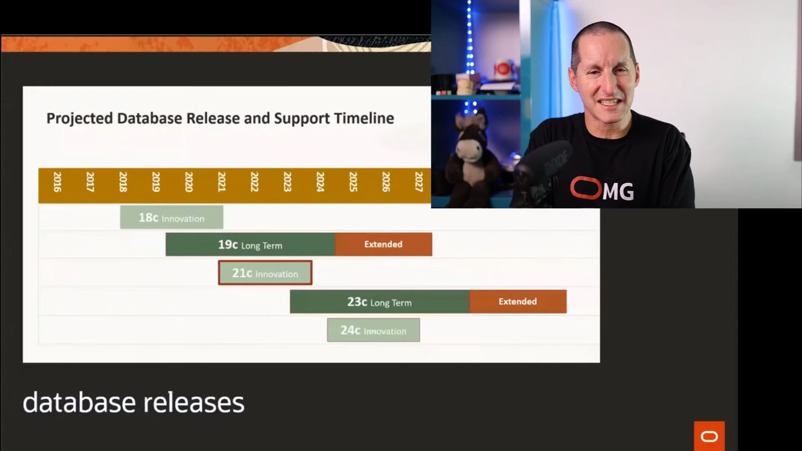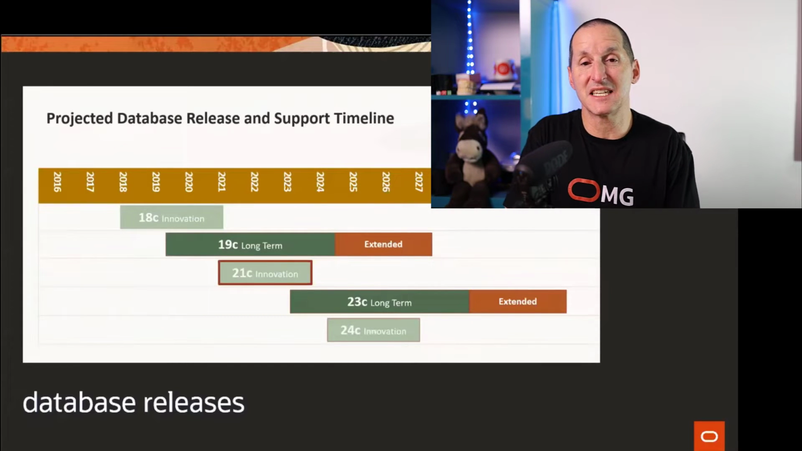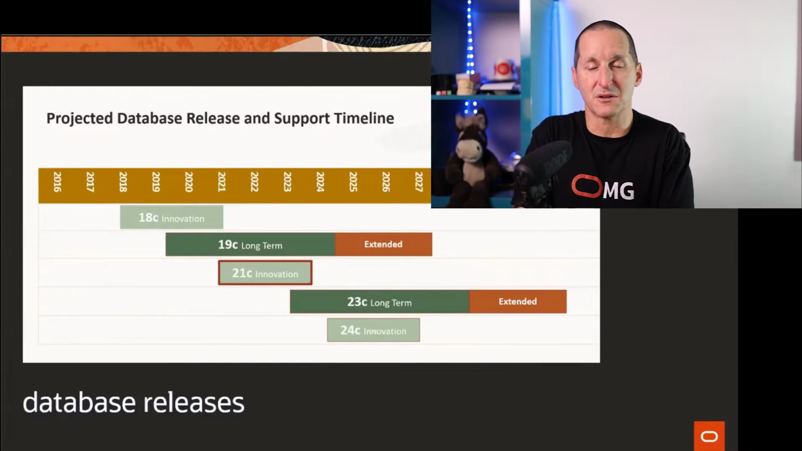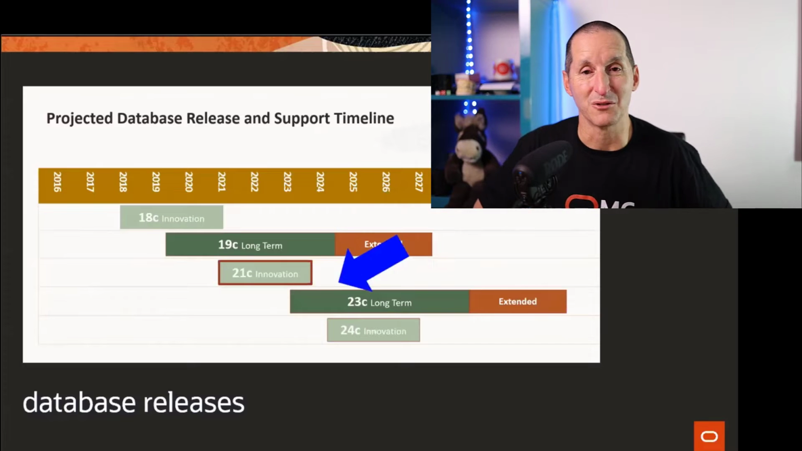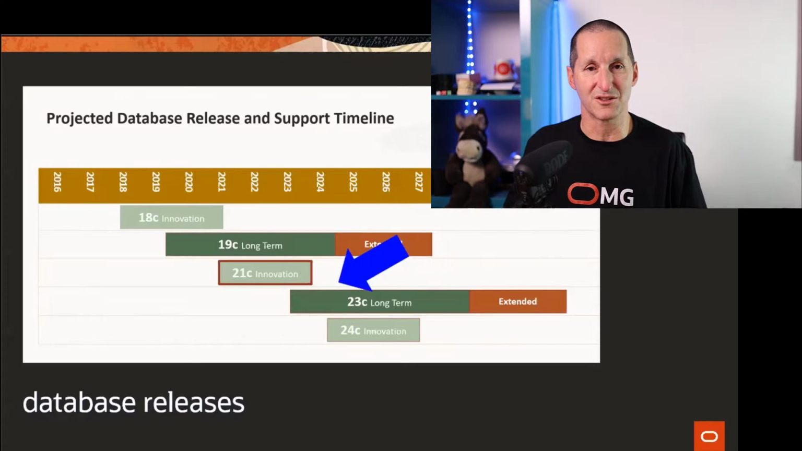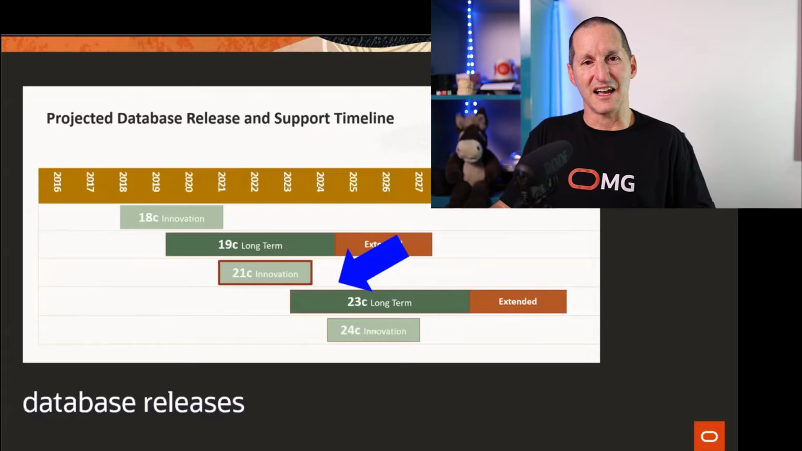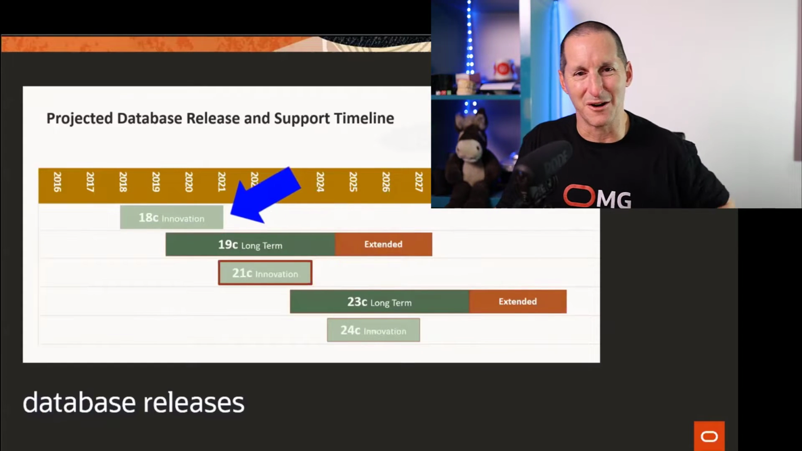Last month, I put this slide up, and the emphasis here was revealing that there was not going to be a 22C release. And that's why you can see the blue arrow there talking about there would not be a 22C release. So I wanted to cover that off.